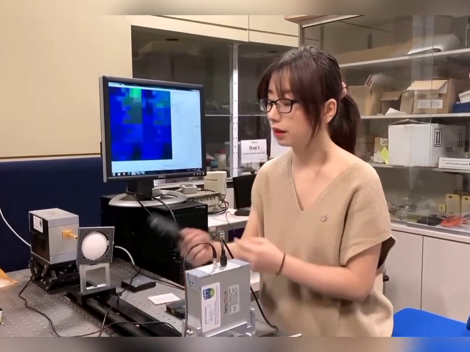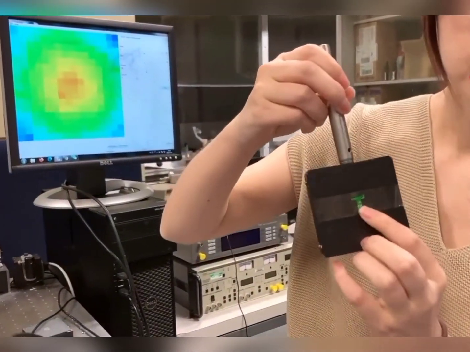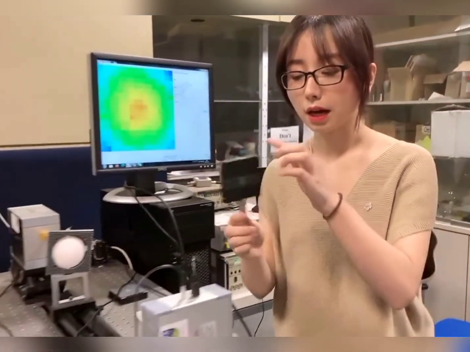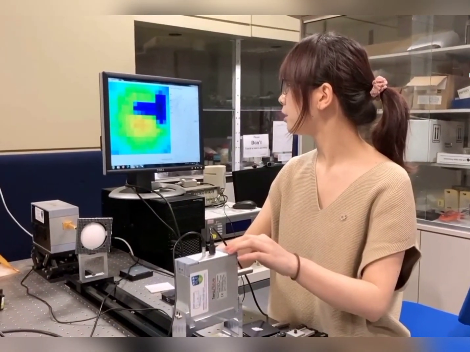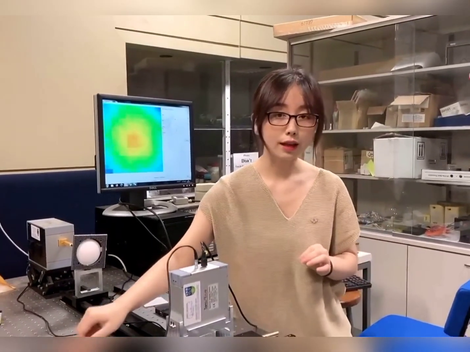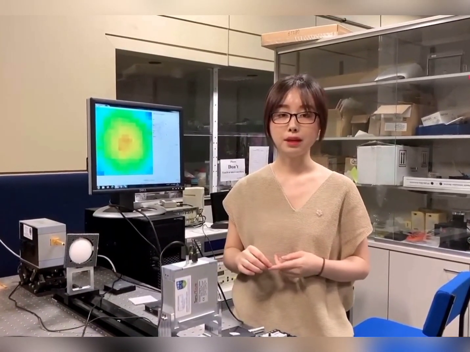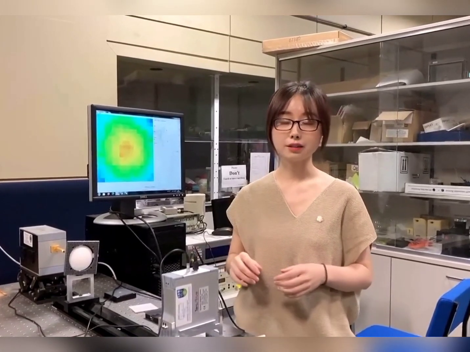And this is a black plastic. There's a T-shaped metal strip on the top. If we put this on the top of the camera, we can clearly see a T-shape on the screen. So is terahertz dangerous like X-rays? The answer is no. Low intensity terahertz pulses are believed to be harmless for living organisms.